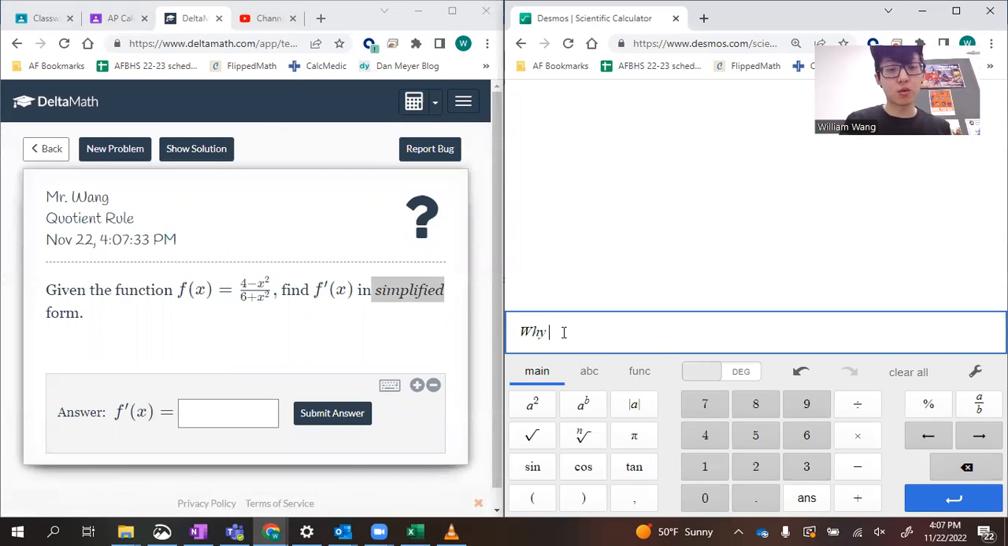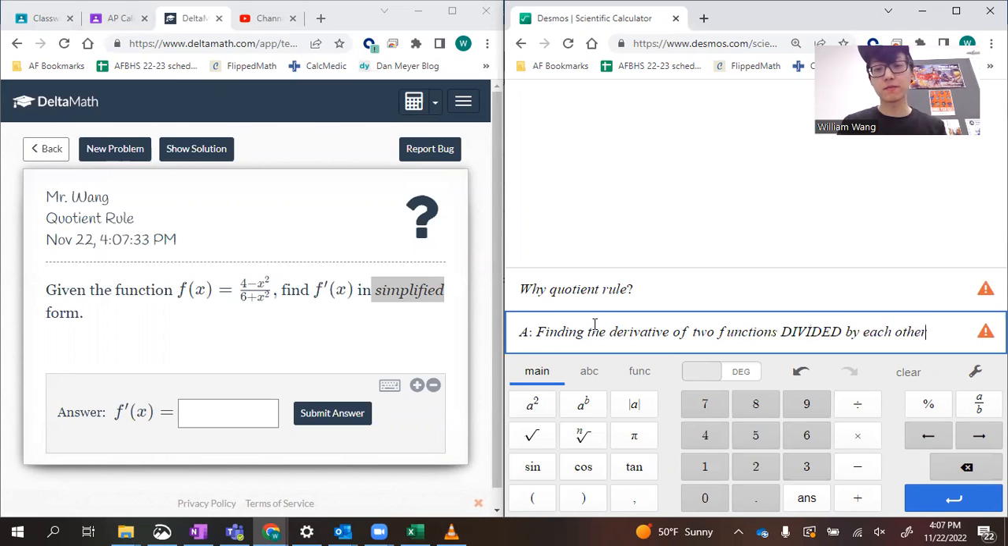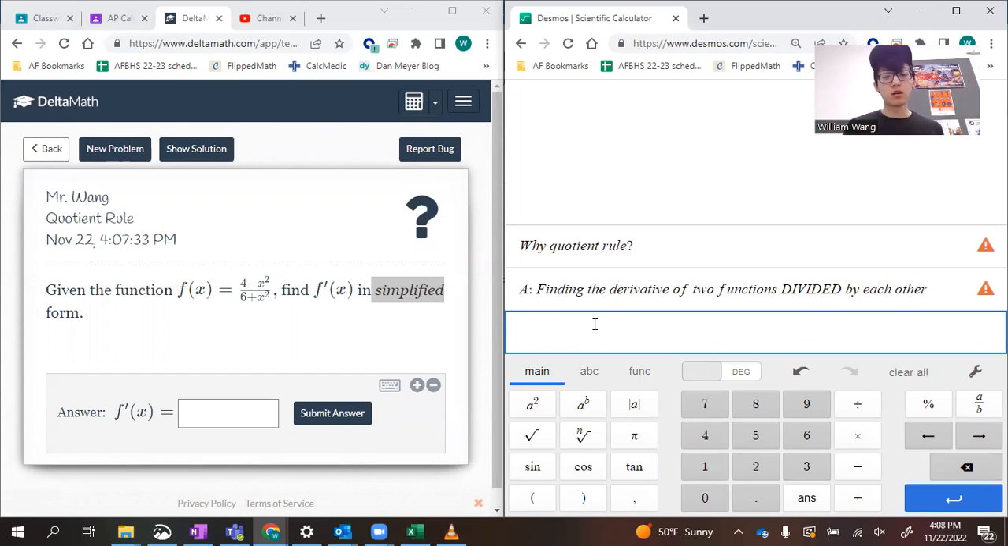First, I'm going to answer this question. Why quotient rule? And the answer to this is we are finding the derivative of 2 functions. Keyword, 2 functions are divided by each other. So that's why I use quotient rule for this. It's 4 minus x squared divided by 6 plus x squared.